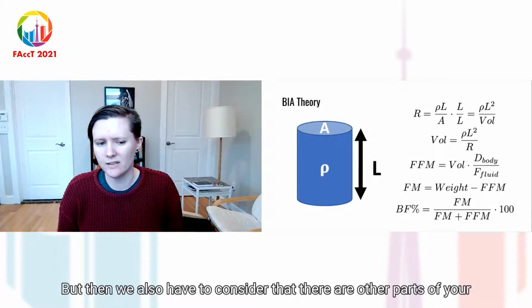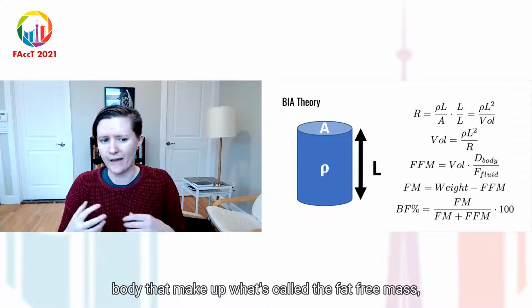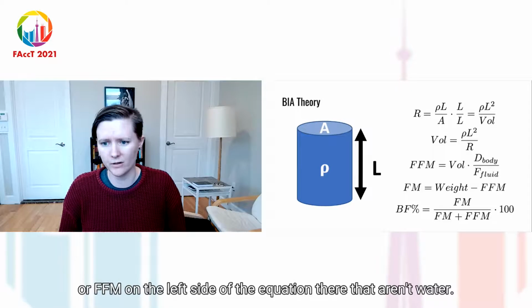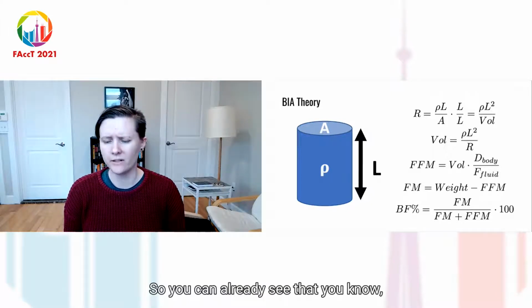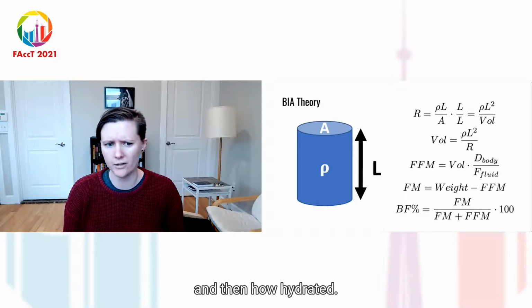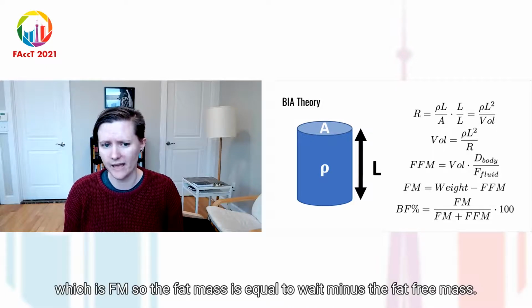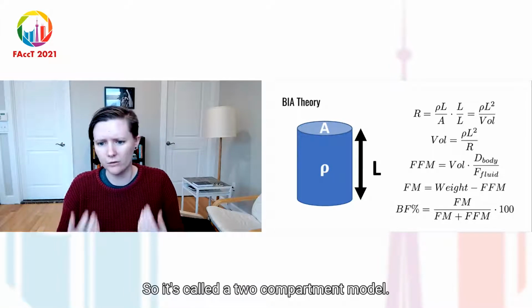But then we also have to consider that there are other parts of your body that make up what's called the fat-free mass, or FFM, on the left side of the equation there, that aren't water. So we also have to consider the fraction of fluid, which is basically how hydrated you are. So you can already see that these are additional assumptions: what's the density of your body, and how hydrated are you? Once we have the fat-free mass, we can calculate the fat mass, which is FM. The fat mass is equal to weight minus the fat-free mass. The key thing here is that we're assuming the body either has fat mass or fat-free mass, so it's called a two-compartment model.